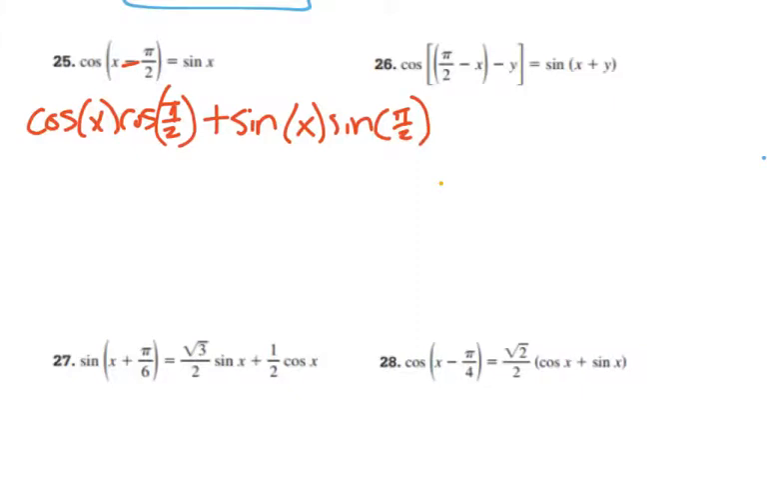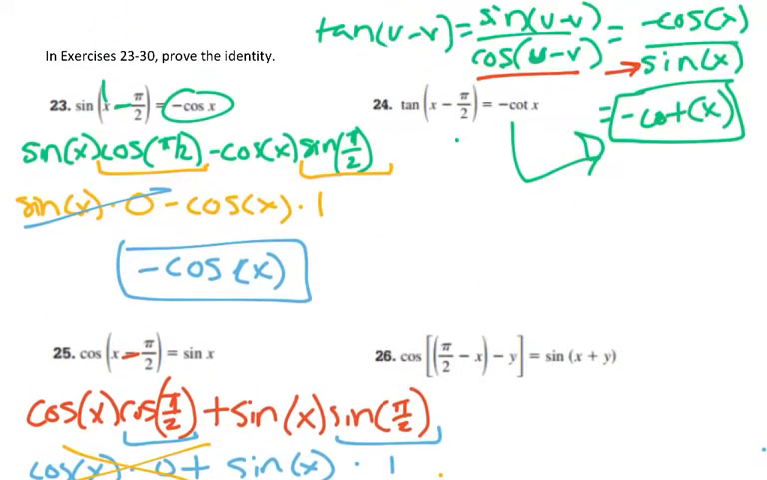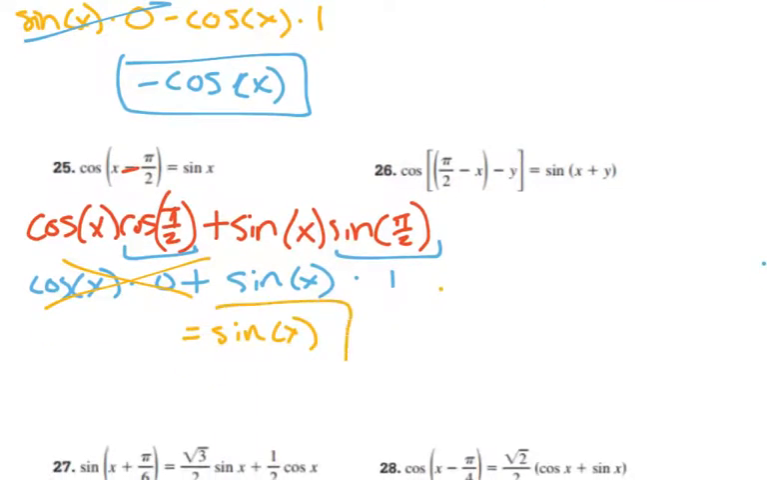Alright, so we need cosine of pi over 2, and cosine of pi over 2 is 0. So it's going to be cosine times 0, and then we've got sine of x, and then sine of pi over 2, which is 1. And so again, these will cancel because it's 0, and then we're left with sine. So again, if you didn't love the conversion before, we now have it down here.